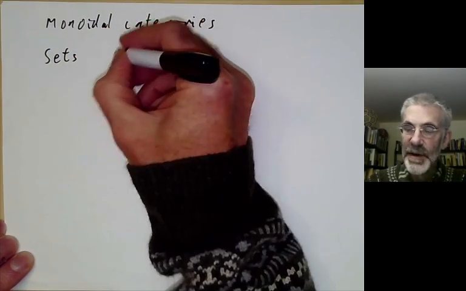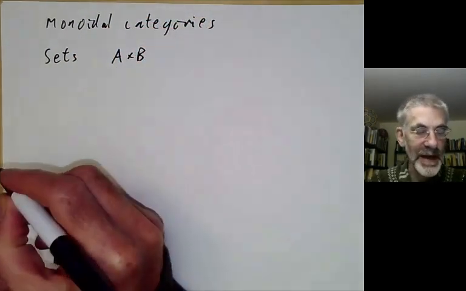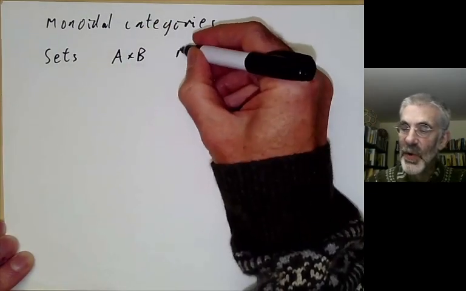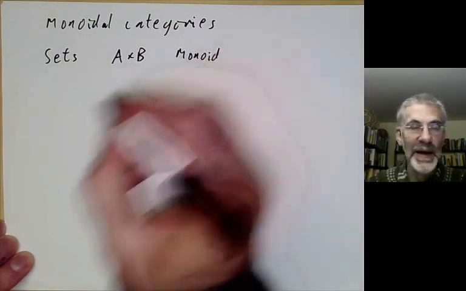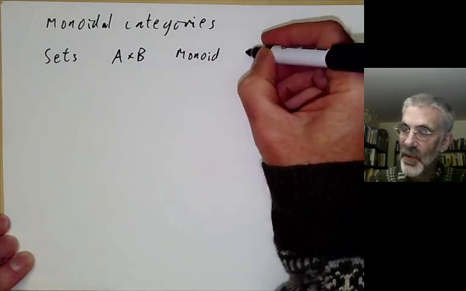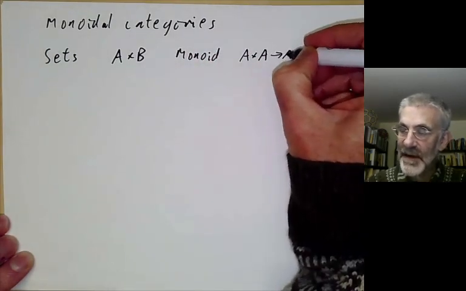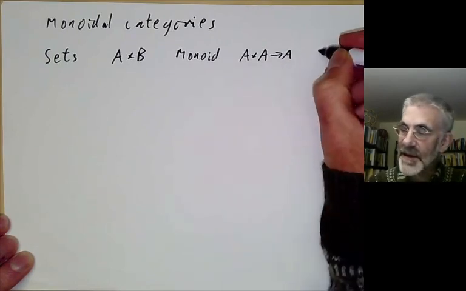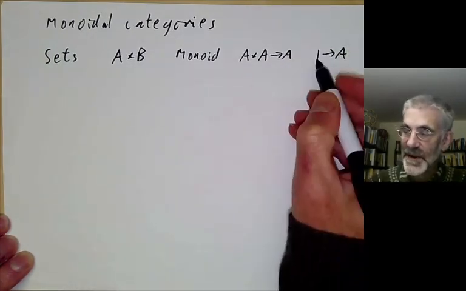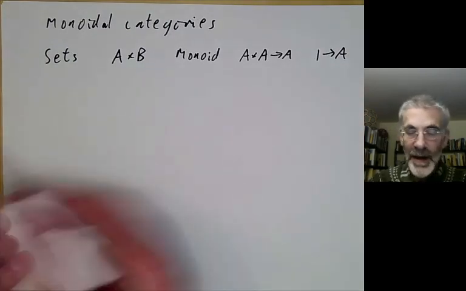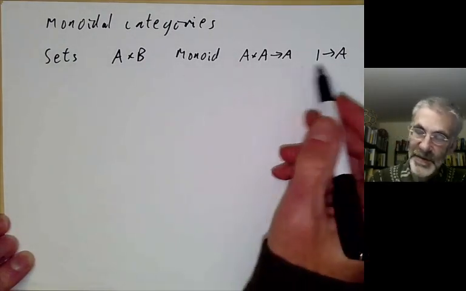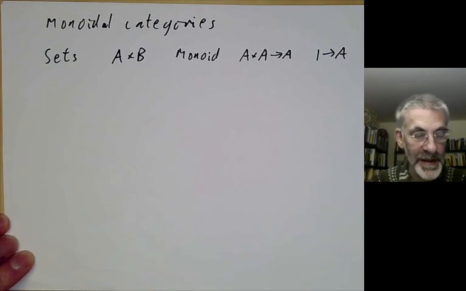This has a product. We can take a product of two sets and we can define monoids, which are like groups without an inverse. So a monoid has a map from A times A to itself, and it also has an identity element, which is a map from the set with one element to A, and these should be associative and the identity should behave like an identity.